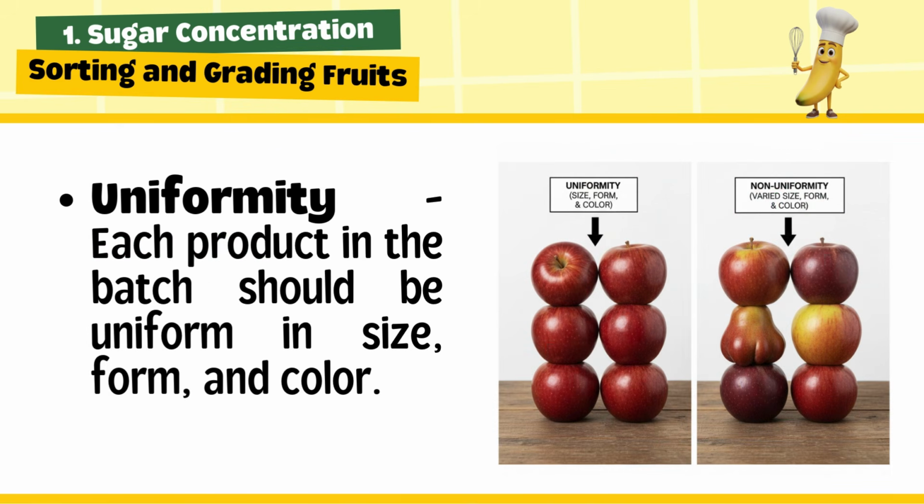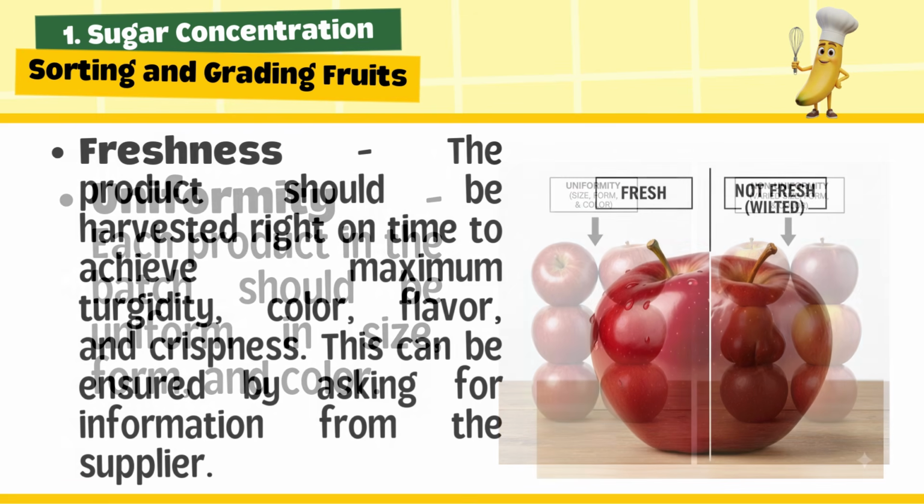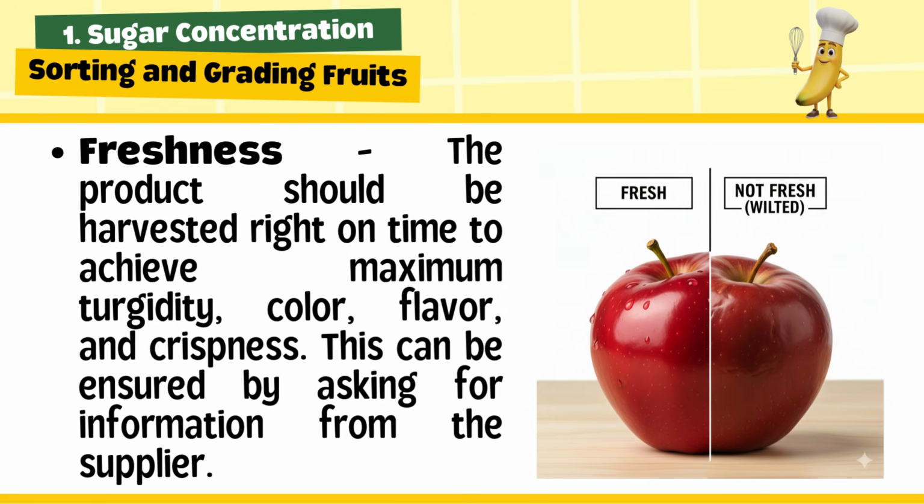Uniformity. Each product in the batch should be uniform in size, form, and color. Same size and color. Fruits in one batch should look uniform, similar size, shape, and color. Freshness. The product should be harvested right on time to achieve maximum turgidity, color, flavor, and crispness.